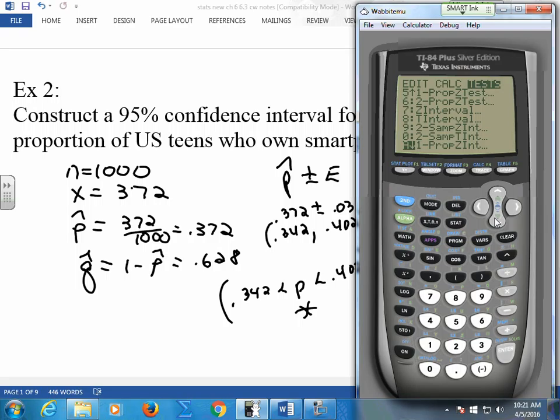One proportion, z interval. When you do this, this is how nice this is. You put your x in. You put your n in. You put your confidence interval in. And that's it. That's all the information that they give you. You calculate. Notice it returns you back your p hat. It does the x divided by n for you.